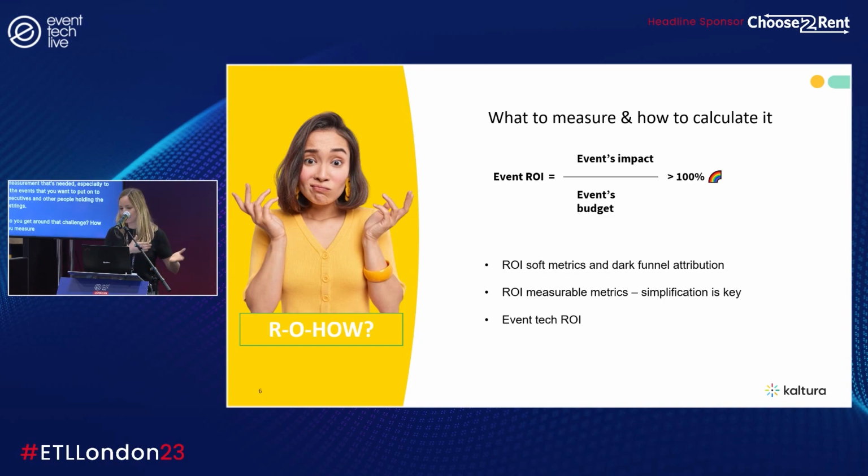I'm sure you're all familiar with this very simple formula that we've got up on the screen here, which is events impact divided by the events budget, and you obviously want that to be over 100%. Or another way of putting that is you want the events impact to be greater than the events budget. And when you're considering this, one of the most important things is that you determine the formula for the event impact before you run the event, not after it.